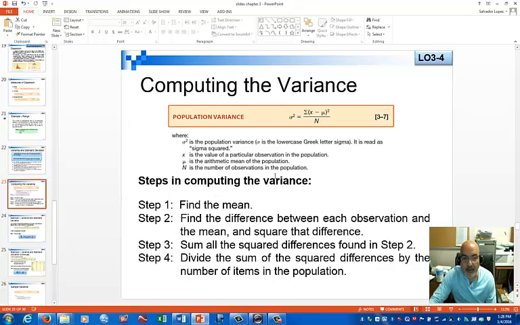So the steps to calculate the variance are: you first calculate the mean. The second step is you calculate the difference, notice the parentheses here, between each observation and the mean. And you square that difference, and then you add the differences. In other words, we're going from right to left here. And then divide the sum of the squared differences by the number of items in the population.